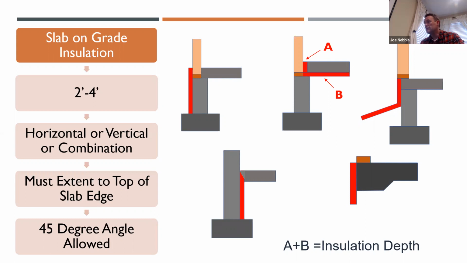But so that you don't have an issue with your code official, I would highly recommend considering slab edge insulation required in all compliance paths, because that detail was clearly meant to point to the slab edge insulation, even though it wasn't done correctly.